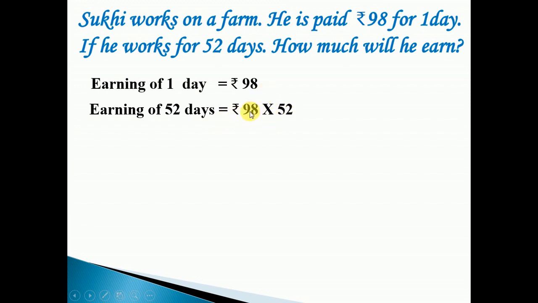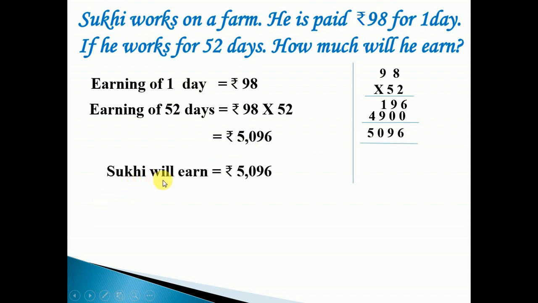Now we multiply 98 by 52. We will multiply to the right side. 98 is the multiplicand and 52 is the multiplier. Now 98 into 2 is equal to 196. And now multiply 98 into 5 is equal to 490. And 1 is in the tens place. Now we add both numbers. The answer is 5096 rupees. Thus, Sukhi will earn rupees 5096.